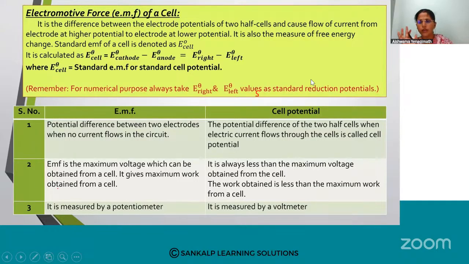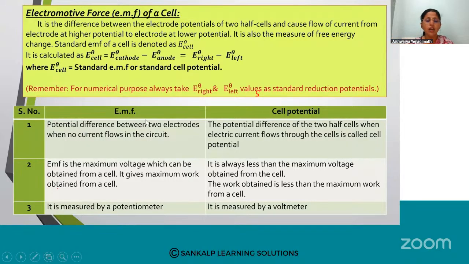Assume ಮಾಡ್ಕೊಂಡು ಬಿಟ್ಟಿರ್ತೀವಿ, it is taken by convention, sorry, rather than assumption, let me use the term by convention, it is taken as always. Cathode potential, electrode potential ತಗೊಳ್ಬೇಕಾದ್ರೆ you take reduction potential only. Anode reduction electrode potential consider ಮಾಡಬೇಕಾದ್ರೆ you take reduction potential only. Fine.